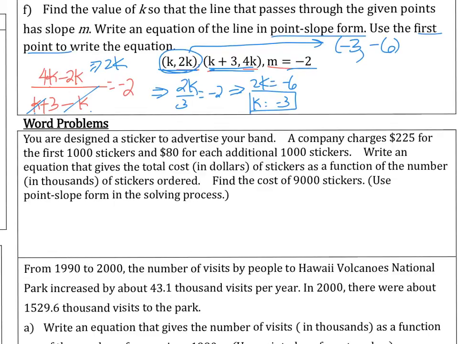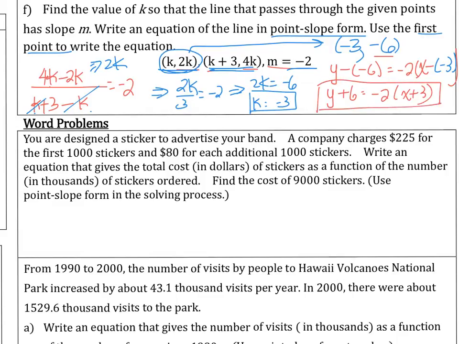Now since we have the slope, we're ready. Y minus -6 equals -2 times x minus -3. So now y plus 6 equals -2 times x plus 3. And that's our equation of the line in point-slope form.